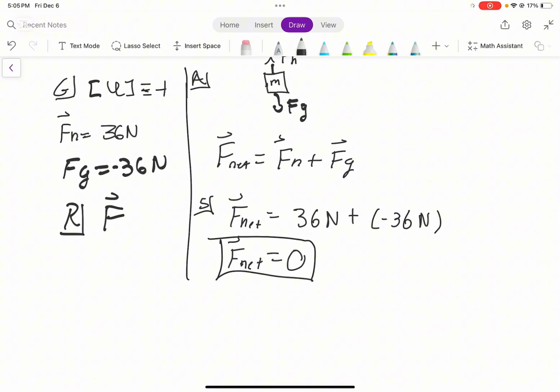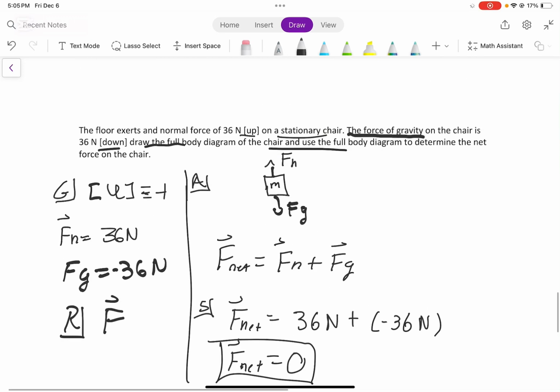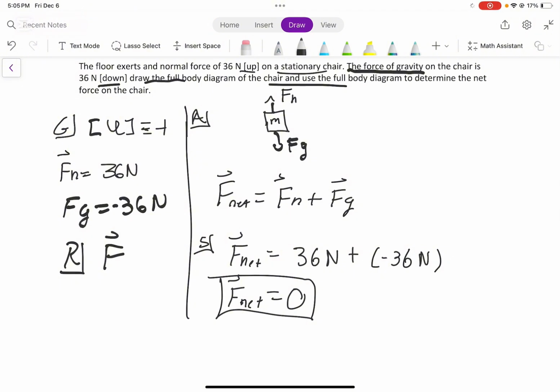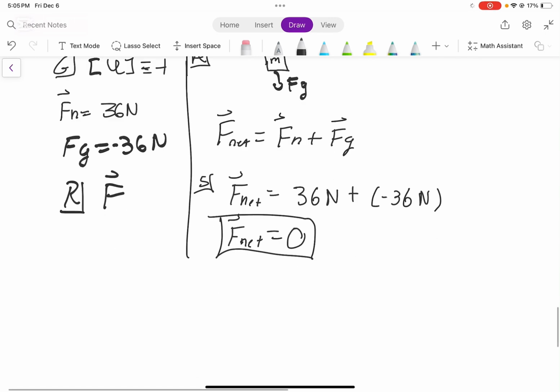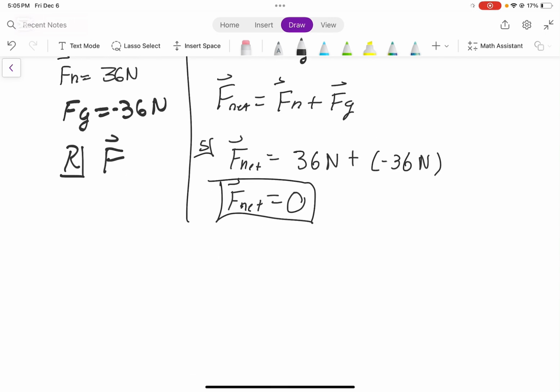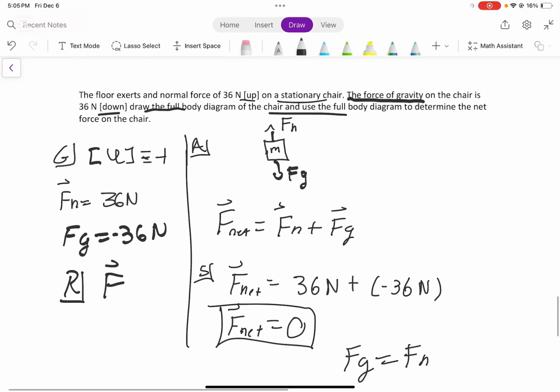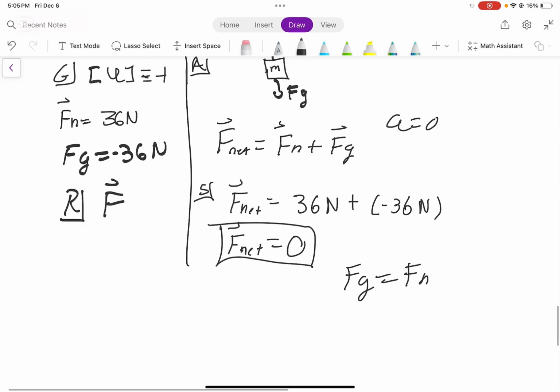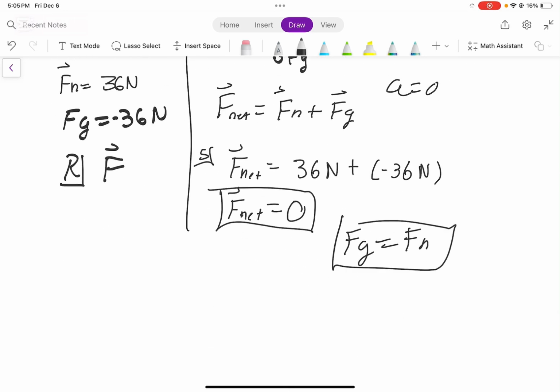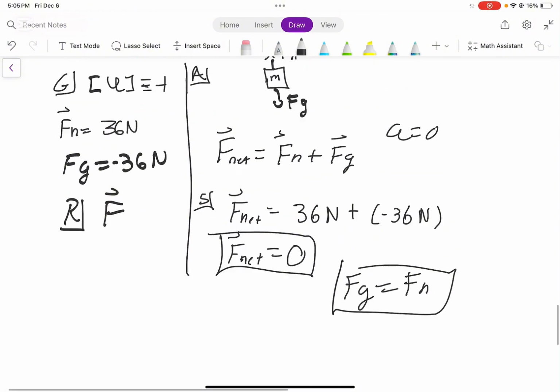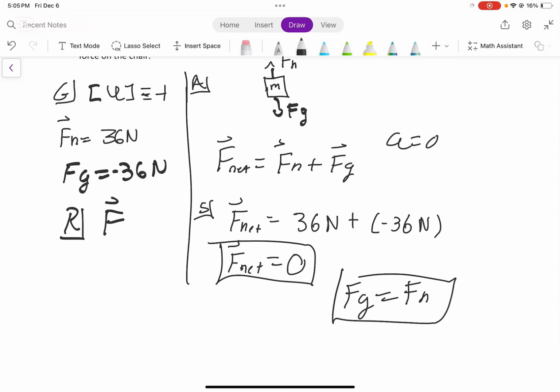And if you were paying attention previously, it says stationary chair. If you think back to Newton's first law, an object will have all forces balanced unless there's an external force acting on it. So our Fg is just equal to our Fn because there's no force moving it. It's stationary, so its acceleration is 0, which means that the force of gravity will be equal to the force normal. That's something we can pay attention to, but that basically concludes this question and this video.